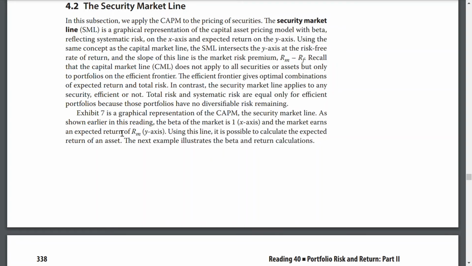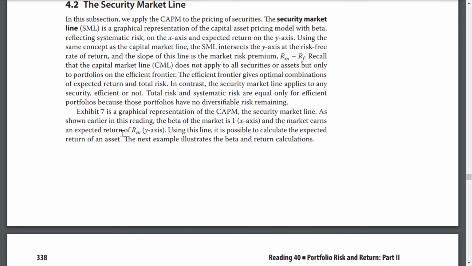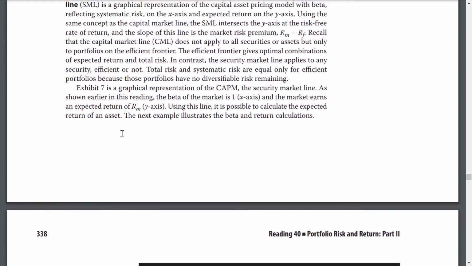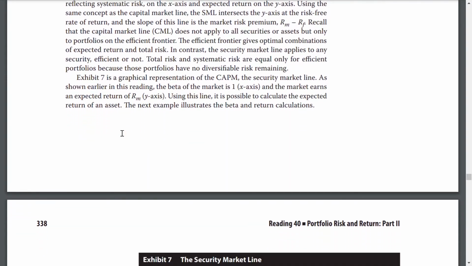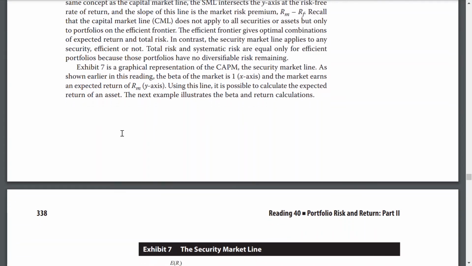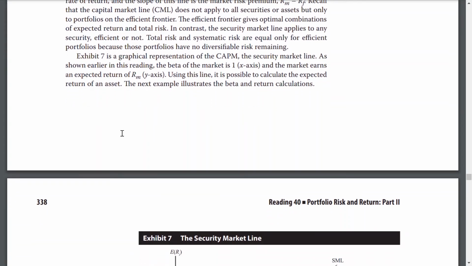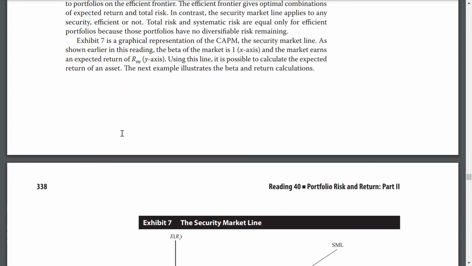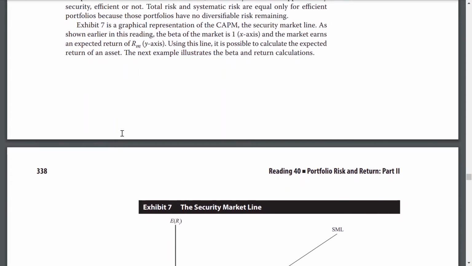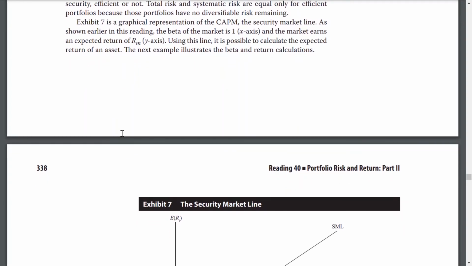RM minus RF. Recall that the capital market line, the CML, does not apply to all securities or assets, but only to portfolios on the efficient frontier. The efficient frontier gives optimal combinations of expected return and total risk. In contrast, the security market line applies to any security, efficient or not. Total risk and systematic risk are equal only for efficient portfolios because those portfolios have no diversifiable risk remaining.